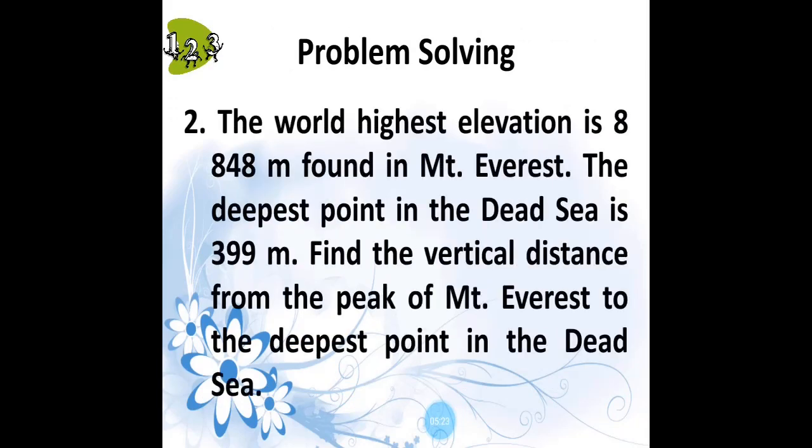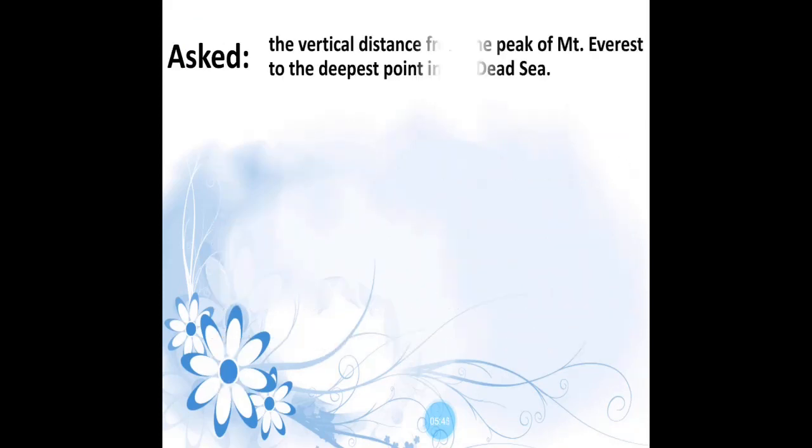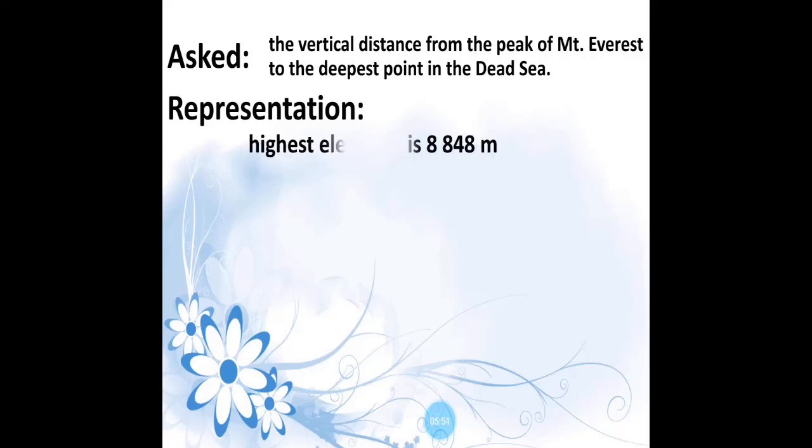The world's highest elevation is 8,848 meters, found in Mount Everest. The deepest point in the Dead Sea is 399 meters. Find the vertical distance from the peak of Mount Everest to the deepest point in the Dead Sea. Let's have what is asked. So the vertical distance from the peak of Mount Everest to the deepest point in the Dead Sea.